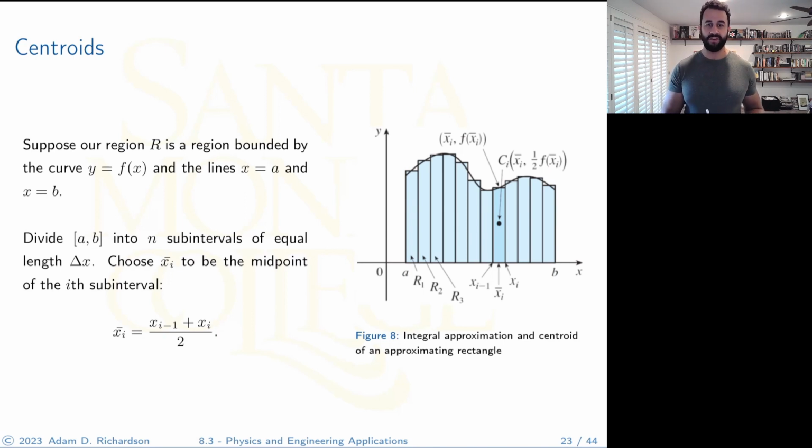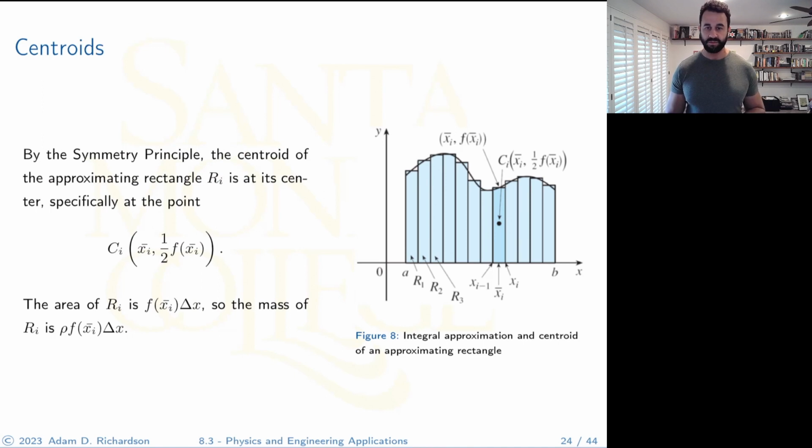Well, this is going to sound very, very familiar. We're going to divide the interval a to b into subintervals of equal length, delta x. We're going to choose our sample point to be x sub i bar. We're going to choose the midpoint of each subinterval, and we're going to use that as our sample point. So x sub i bar, this point right here, is what we're going to focus on right now, okay?